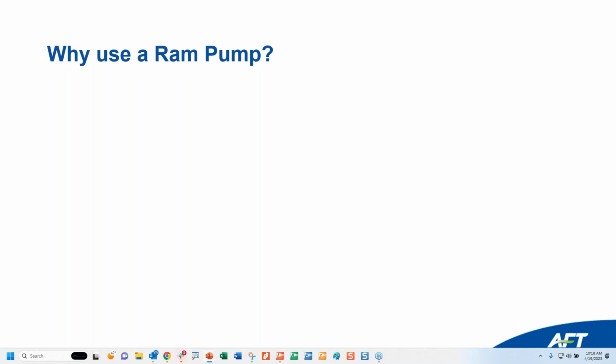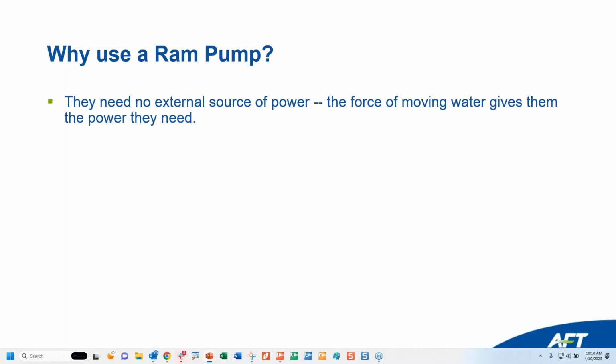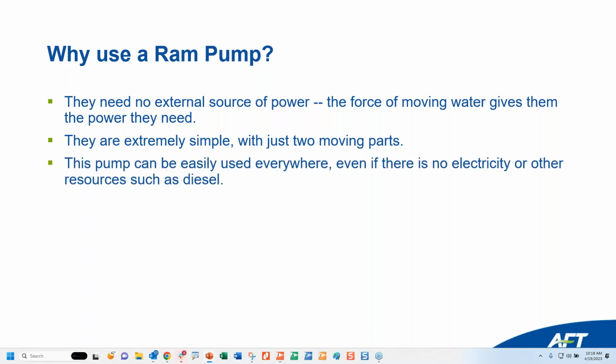So why do you use a ram pump if it's so inefficient in the volume of water it delivers? Well, basically, they need no external source of power. The force of moving water gives them the power they need. They are extremely simple with just 2 moving parts. This pump can be easily used everywhere, even if there's no electricity or other resources such as diesel.